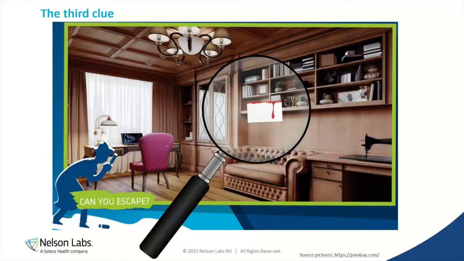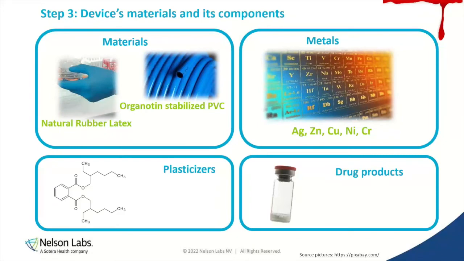So the third clue, what are we looking for? Now, we have more looked at the test parameters. Now we really have to look into the device's materials, its components, because we know some materials cause a cytotoxic response, such as natural rubber, the organotin stabilized PVC, and so on. These are also our positive controls in the test. There are also metals like silver, zinc, and so on that cause a cytotoxic failure or are very likely to. Plasticizers used like DHP, and some devices are coated with drugs, and these drugs, of course, when they leach into the extract, can also have a cytotoxic response.